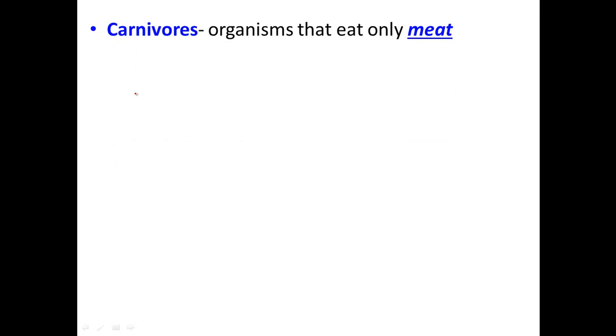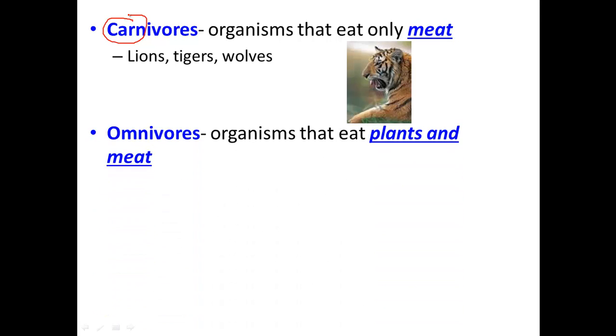Now a carnivore is an organism that only eats meat. Again, look at the word, carne, like carne in Spanish is meat. So these are your lions, your tigers, and your wolves that eat only meat.